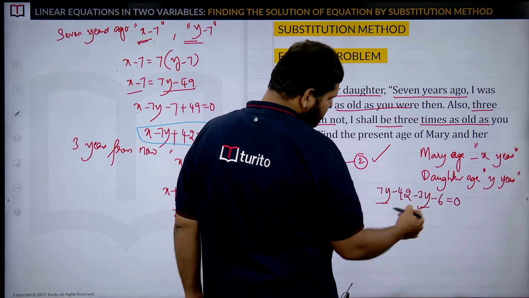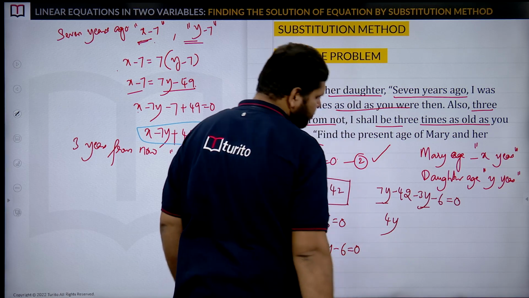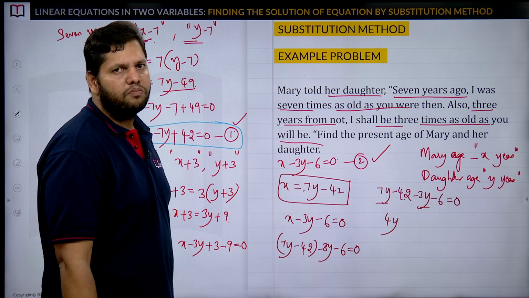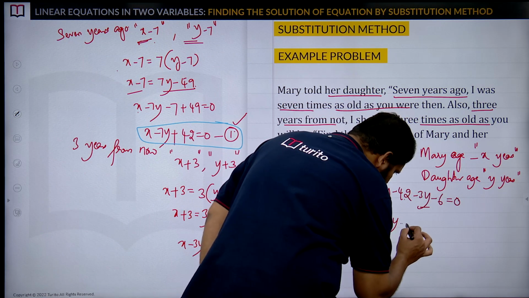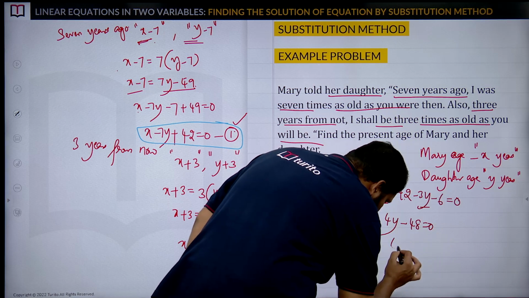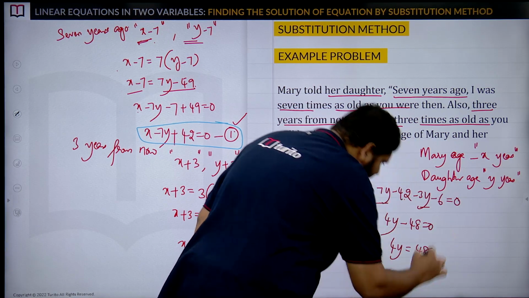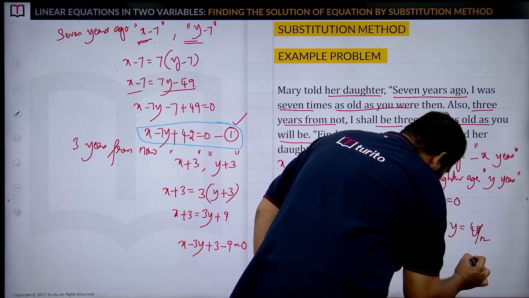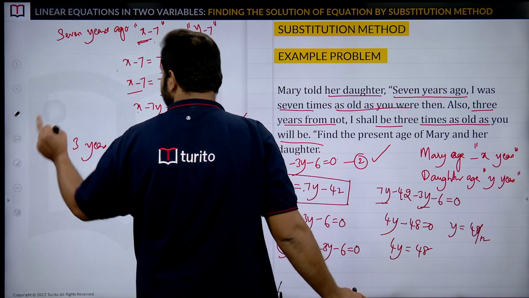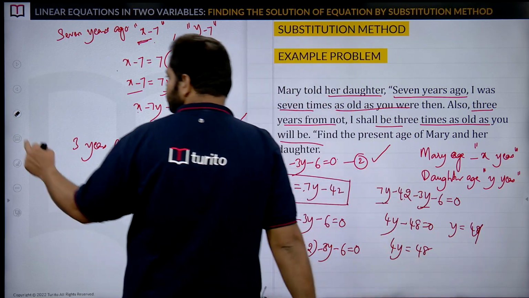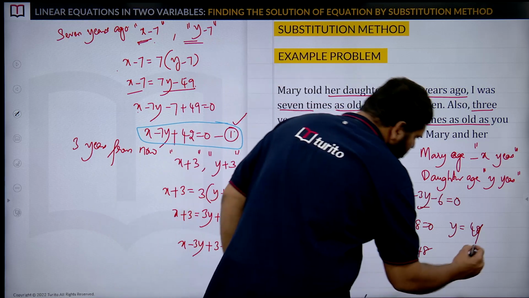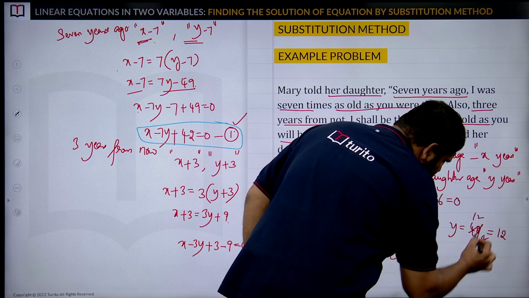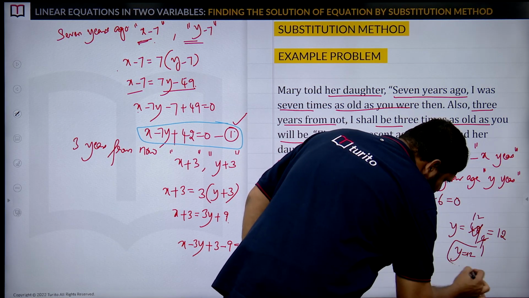Children, 7y minus 3y, what is the value? It is 4y. Minus 42 minus 6, what is the value? It is minus 48 equal to 0. So 4y is equal to 48. Then y is equal to 48 by 4, which is 12. So y is equal to 12, that is the answer.